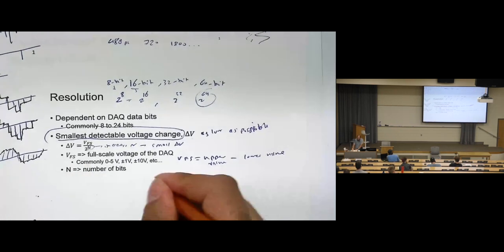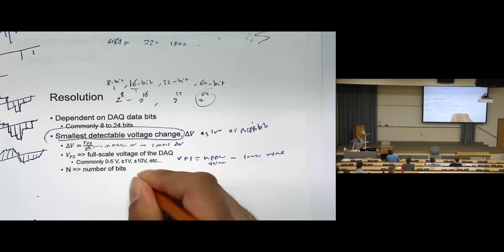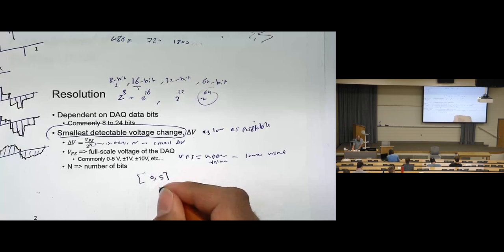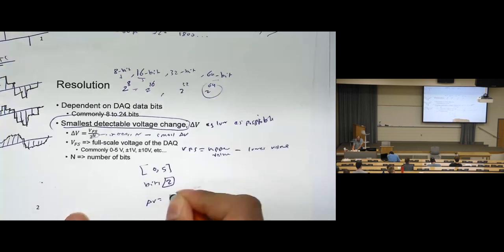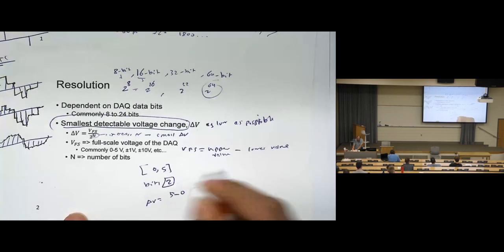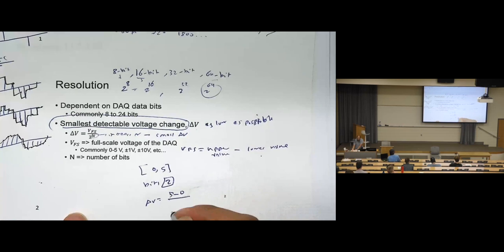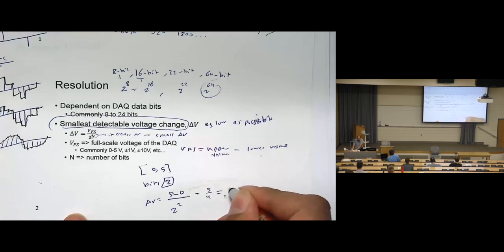So let's assume that we have a range from 0 to 5, and we have the number of bits equal to 2. Then we can say delta V equals V full scale, which is 5 minus 0, upper minus lower, divided by 2 power 2. So it will be 5 over 4, which is 1.25 volts.